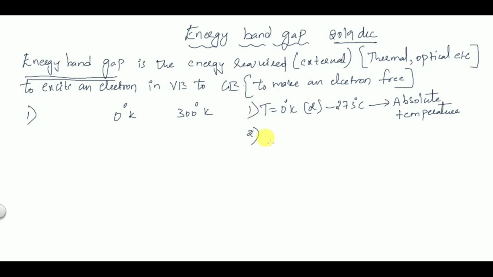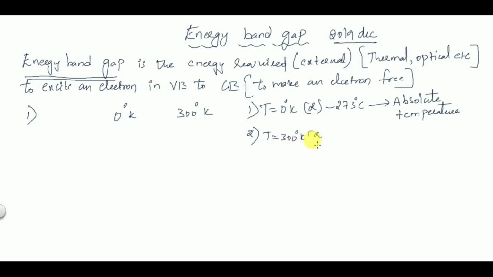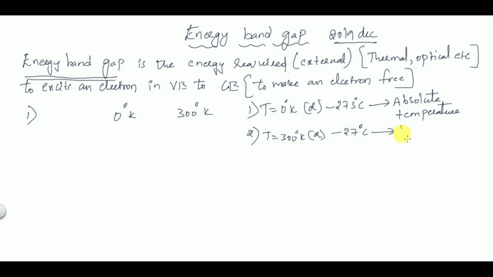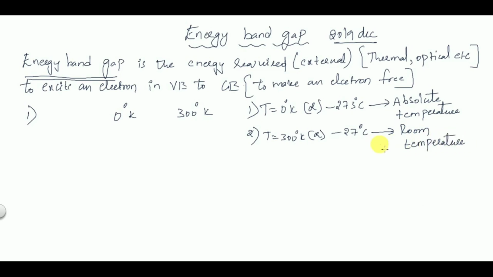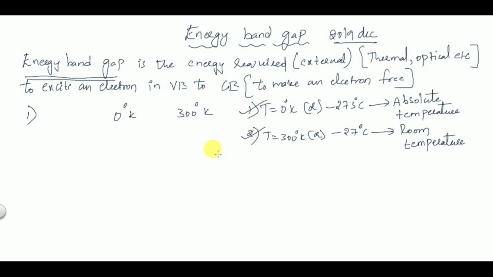So what is absolute temperature? And T equal to 300 degrees Kelvin, or 27 degrees centigrade, is called room temperature. They may ask you what the values are at room temperature. So you just have to remember these two.